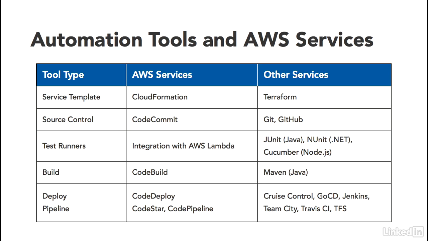And around the deployment pipeline, which is the container for all these various stages, Amazon has a number of new products: CodeDeploy, CodeStar, and CodePipeline. These products are alternatives to some of the products that are available for both open source and enterprise use, such as Cruise Control, GoCD, Jenkins, TeamCity, Travis CI, TFS. That's a lot of things to categorize, so I'm going to take a picture from Amazon.